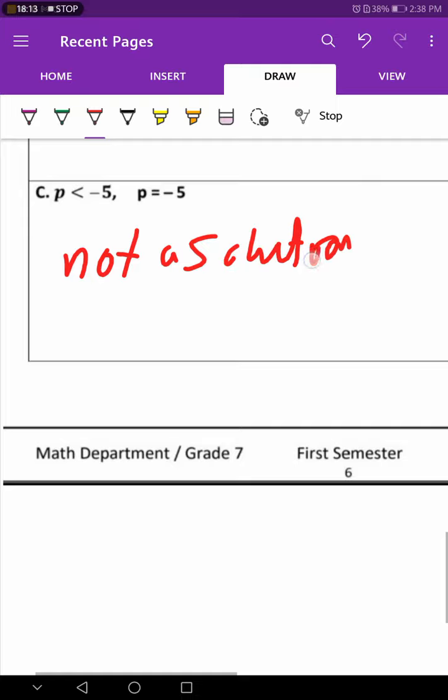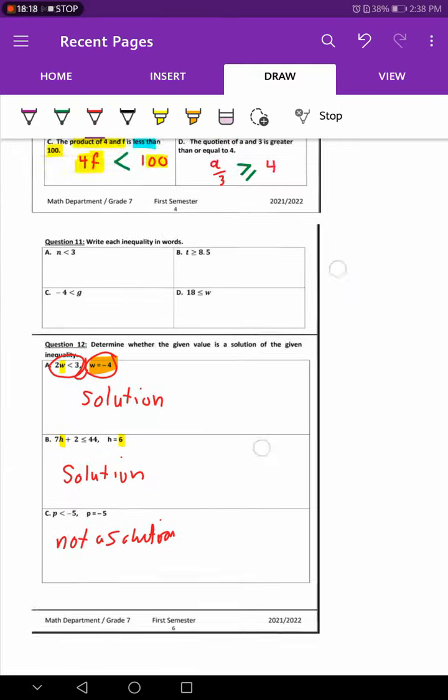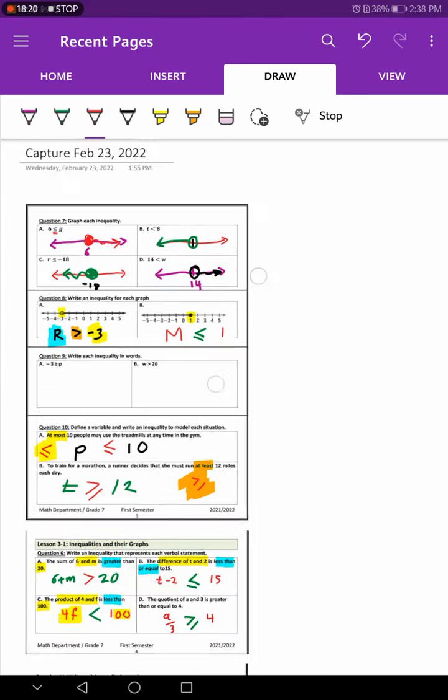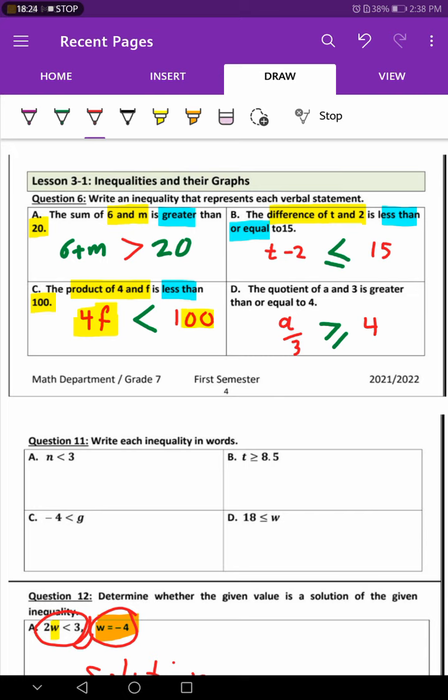I think we are done, Ryan. So this is the full revision for 3-1, inequalities and their graphs. This is Ryan Muhammad Khair, and goodbye.